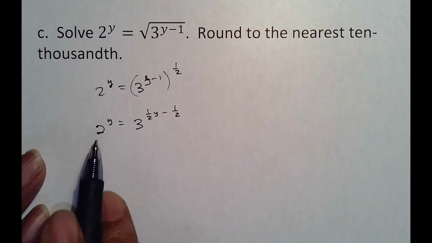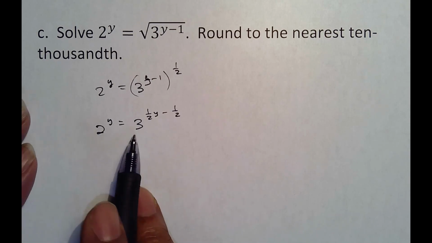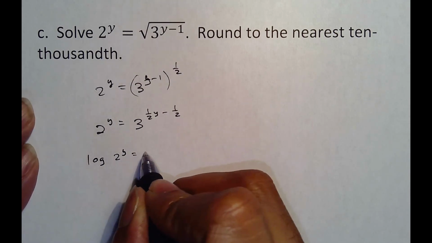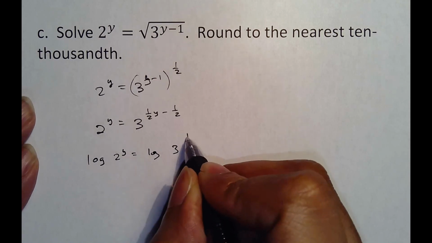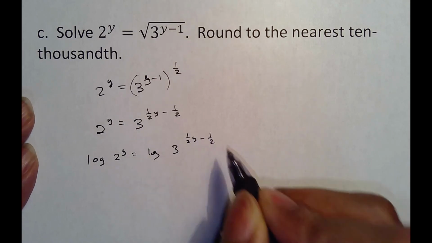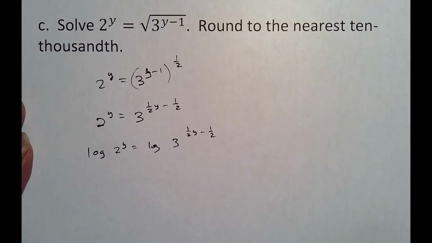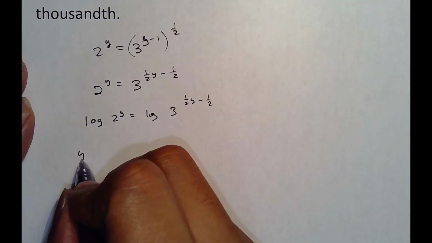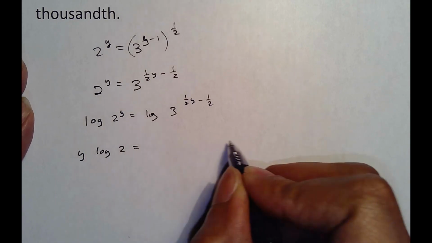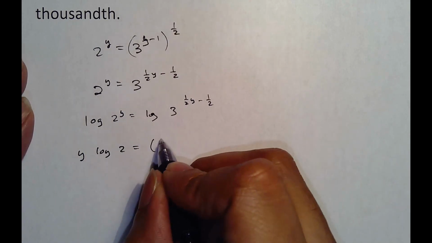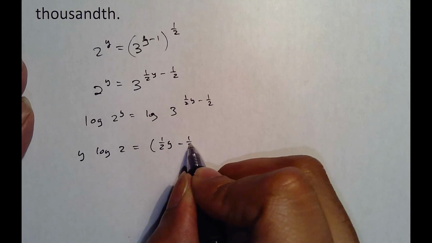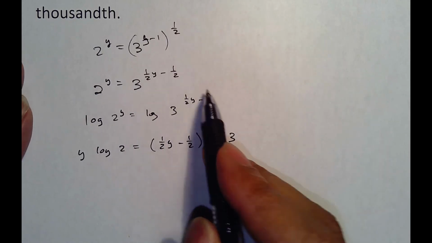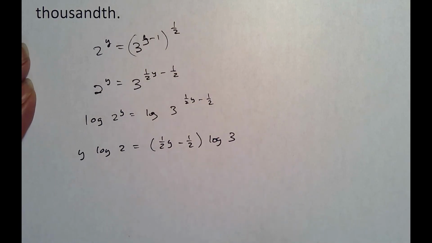Now that we're here, you again have two numbers with two different bases, so we will use logs on both sides. So log of 2 to the y equals log of 3 to the 1/2 y minus 1/2, which just looks messy, but it gets better eventually. You just have to make sure you're careful with your steps. This now becomes y log of 2 equals 1/2 y minus 1/2 log of 3, because remember the exponent moves up to the front from the power property we learned yesterday.